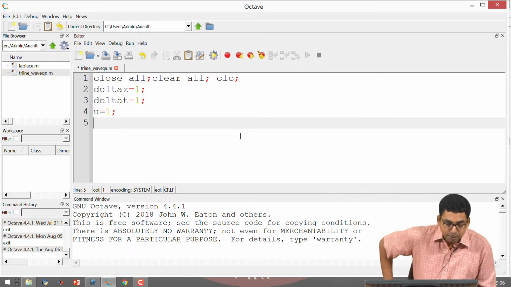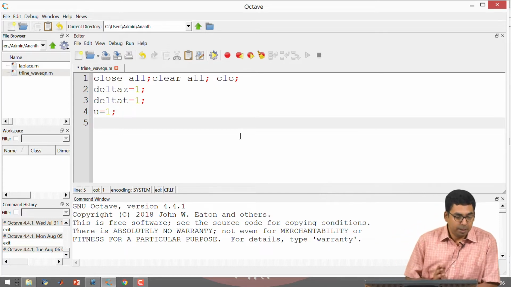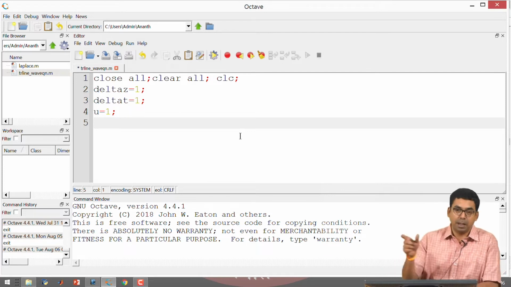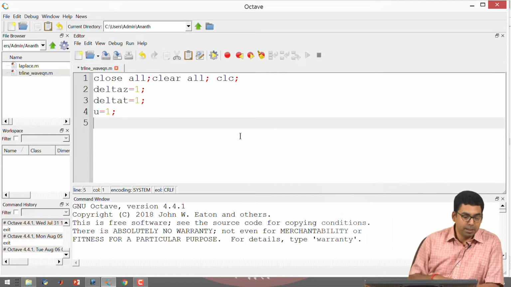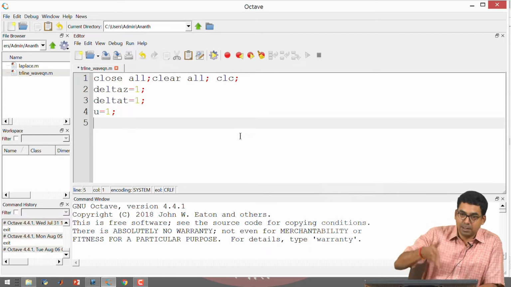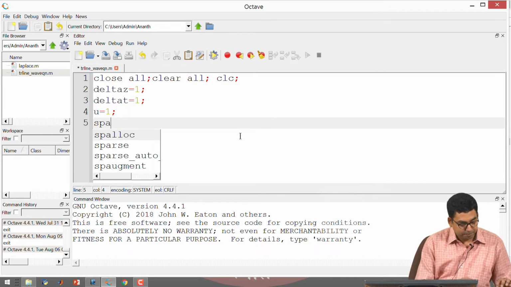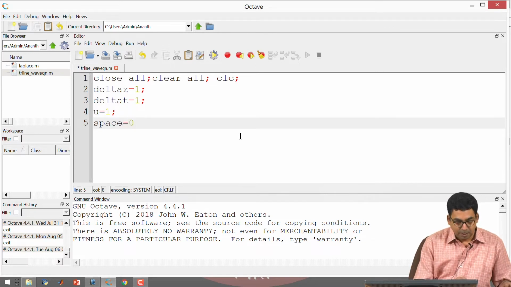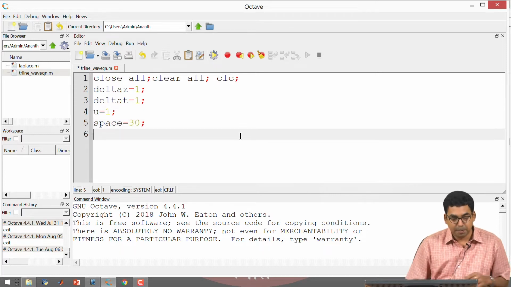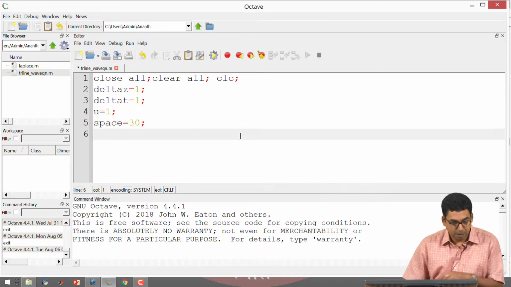I am now going to take the length of the transmission line to be some 30 units. So it is like 30 pieces. You can say that the transmission line is divided into 30 cells, each of them consisting of an L and a C in the form of a ladder that we made. In this space, the transmission line is spanning 30 units.